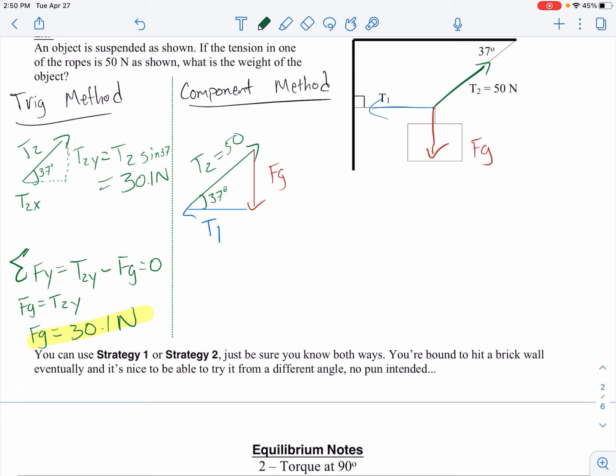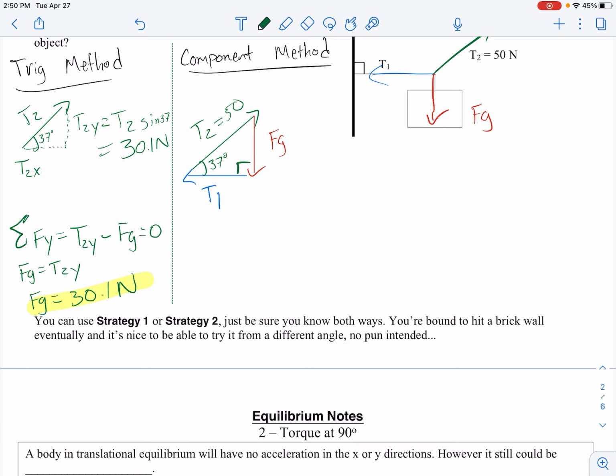So this just becomes a very simple trig formula because we have a right triangle here. It doesn't get very complicated. So in this case, sine 37 is going to be this length divided by T2, so opposite over hypotenuse, which means that Fg is going to equal T2 sine 37, which you can see is what we got in our trig method. It's going to equal 30.1 newtons.